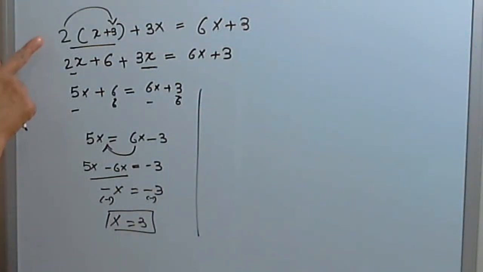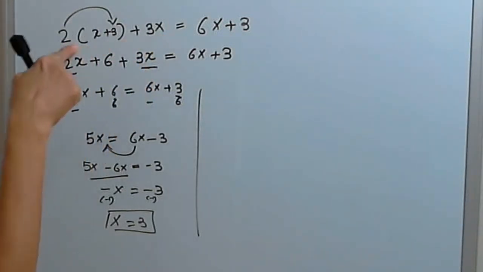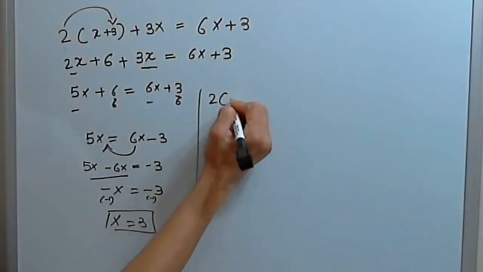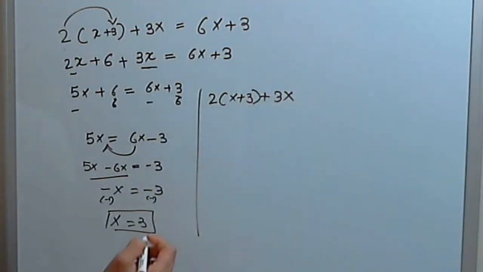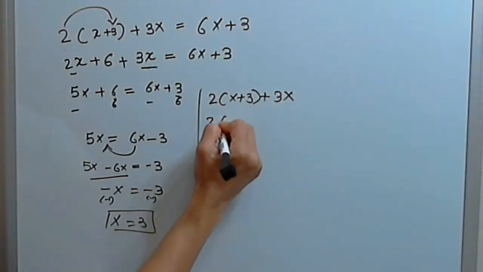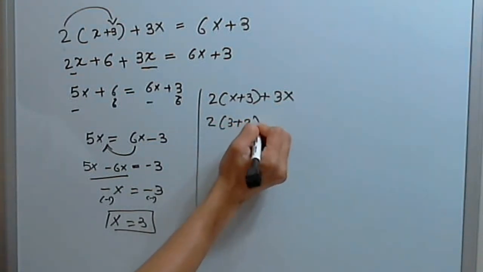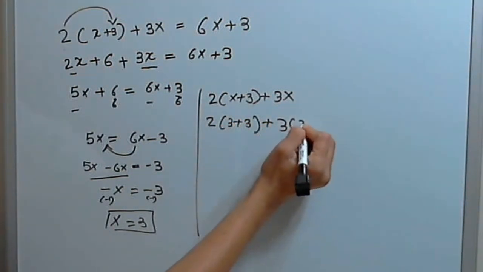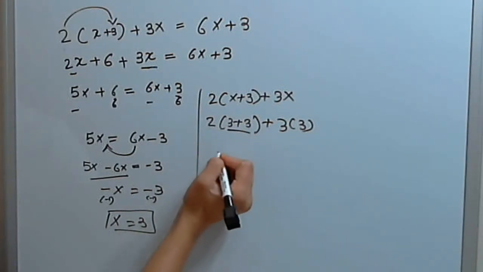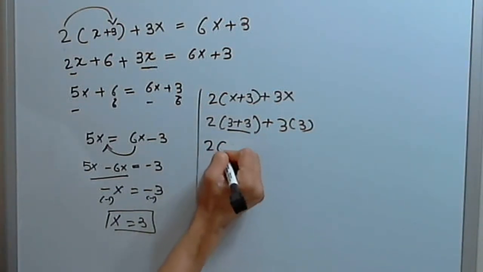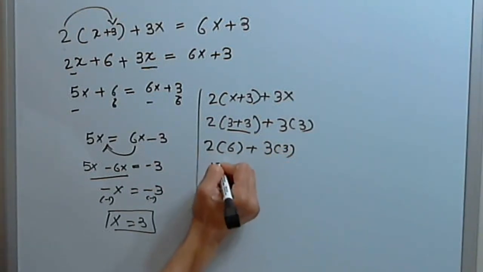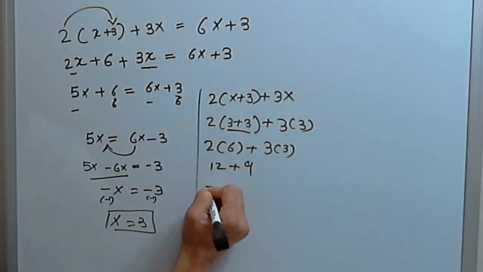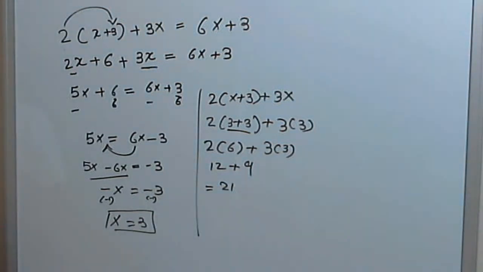x equals 3. I'm going to put it here. Let's put it on the left side only. 2 into (x + 3) plus 3x. The x we found is 3. So 2 into (3 + 3) plus 3 into 3. Solve the terms in the parentheses first. So this will be 6 times 2 is 12, 3 3s are 9. The total is 21. So my left side answer is 21.